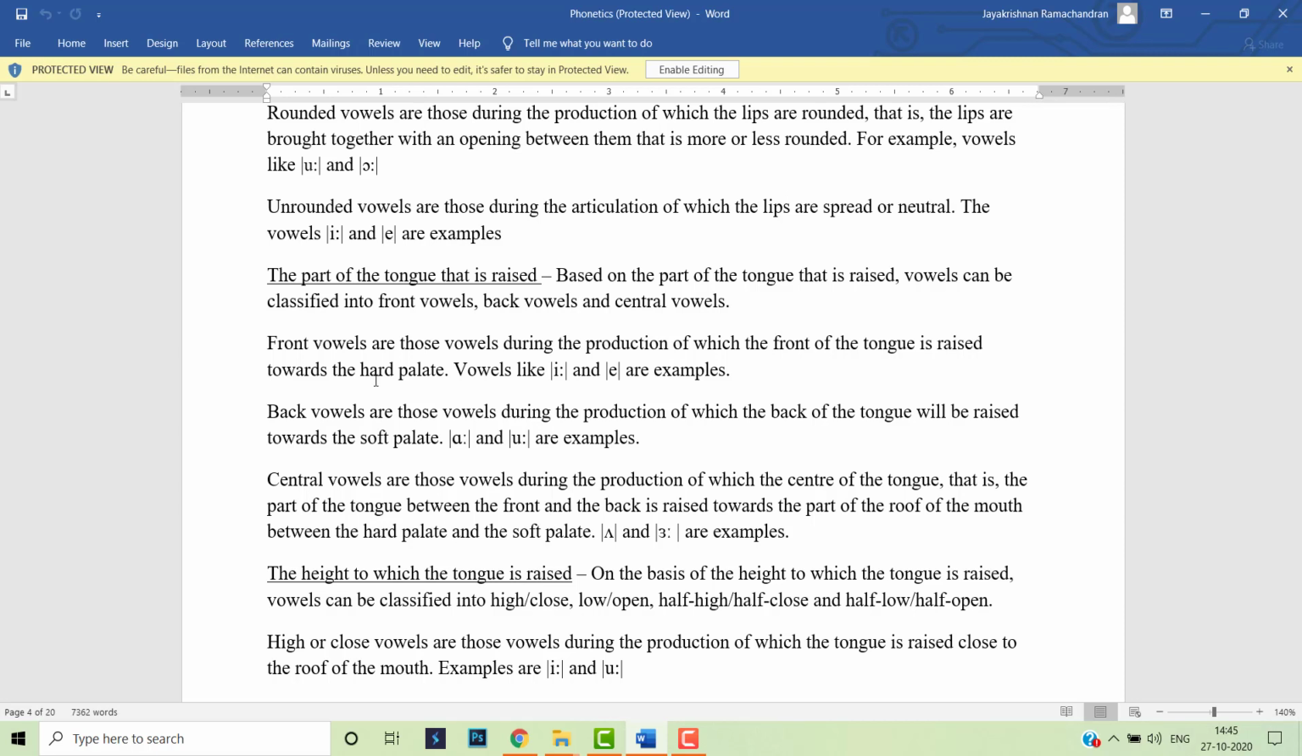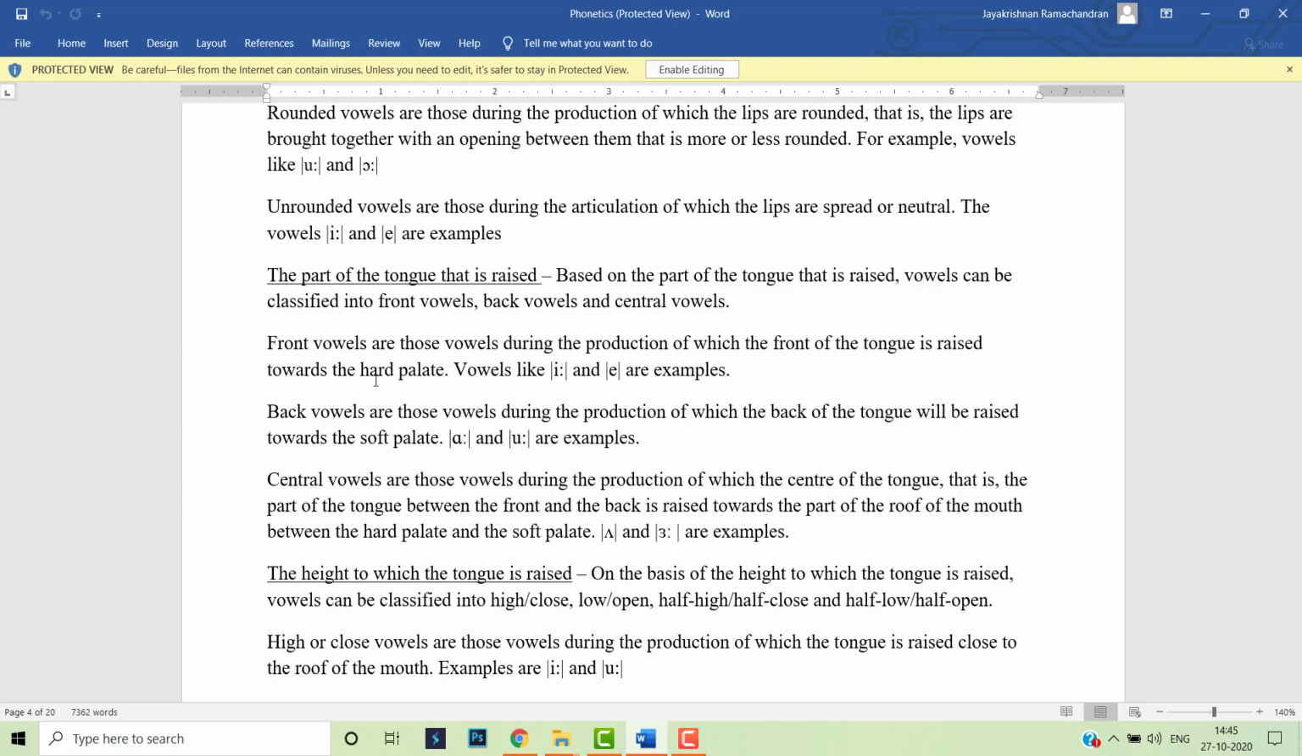Front of the tongue, and the part of the tongue that lies immediately opposite to the soft palate is back of the tongue. So ഇവിടെ part of the tongue that is raised എന്ന് പറയുന്ന ക്ലാസിഫിക്കേഷനിൽ വരുമ്പോഴത്തേക്കും front of the tongue hard palate ലേക്ക് പോവുകയാണെങ്കിൽ front vowel, back of the tongue soft palate ലേക്ക് പോവുകയാണെങ്കിൽ back vowel.